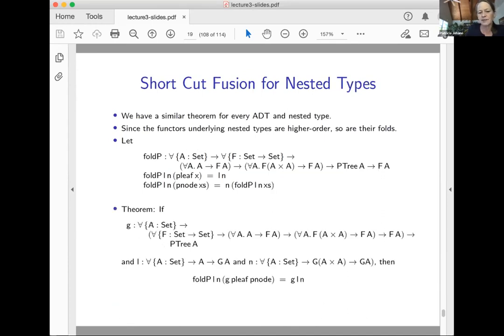This is for perfect trees. The abstract perfect tree making function is again going to be a little bit more complicated, and the replacement functions for the constructors, like the abstract P leaf and the abstract P node, are going to be a little bit more complicated. But it's exactly the same theorem. So you're going to have the same kind of theorem. Now you're cutting out a whole perfect tree. So again, deforesting.